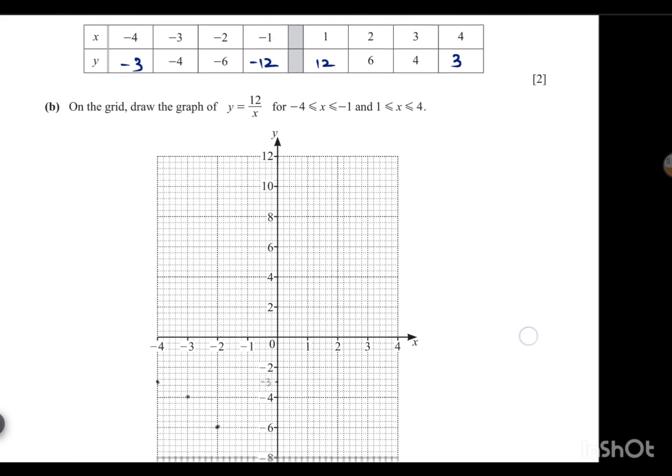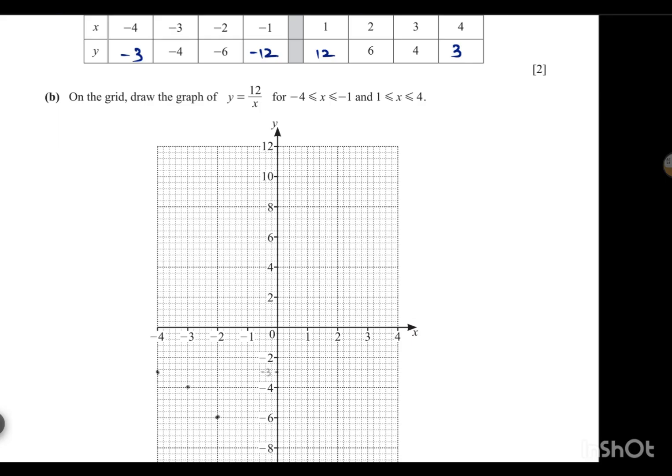Next, 1, 12. 2 and 6. 3, 4. And 4, 3. Again, 3 is not marked in this, so this will be 3. So 4, 3 is this. The plotting of the points is done.